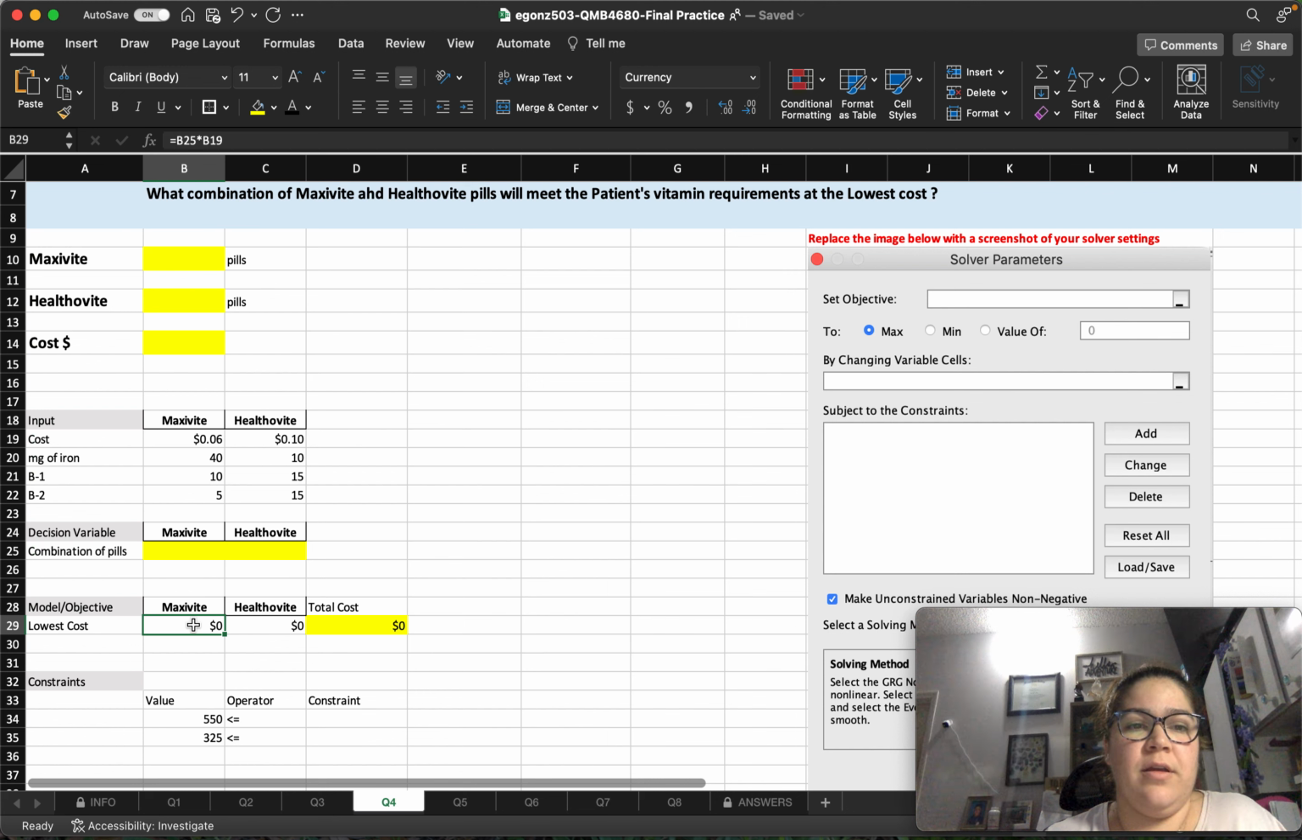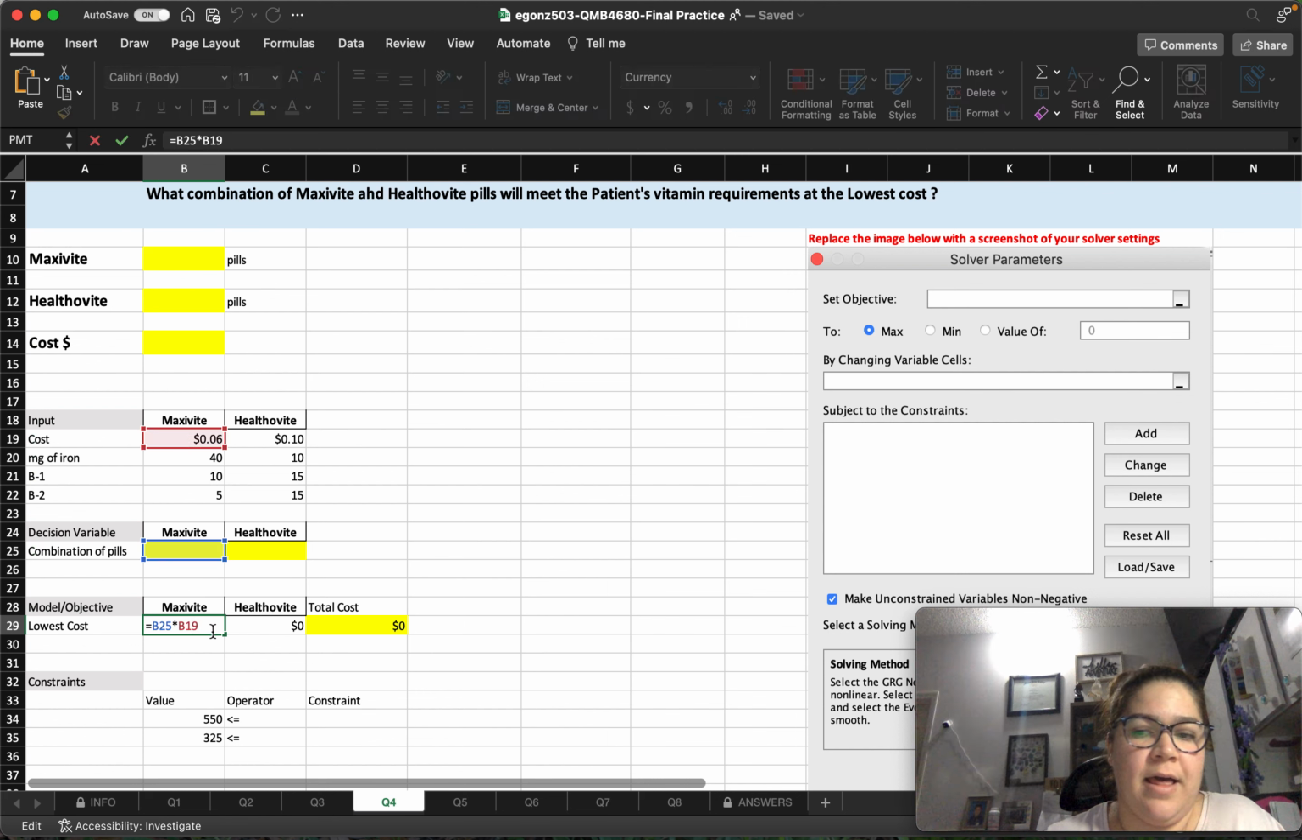I already had it in the previous exercise. You can go back if you want to, but it's pretty much the same. We're going to multiply the combination of the pills by the cost of the pill. And that's already there. And then this is the same thing, right?